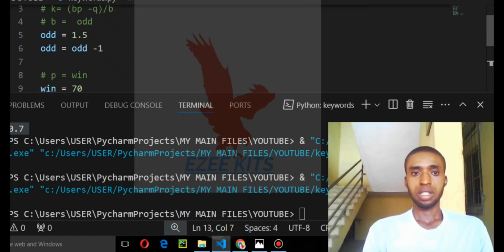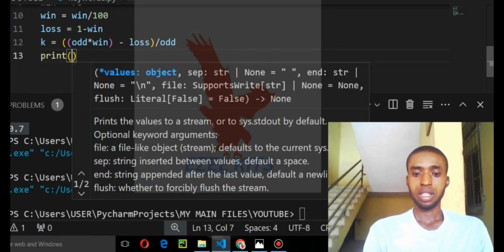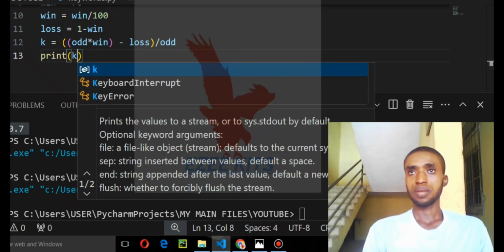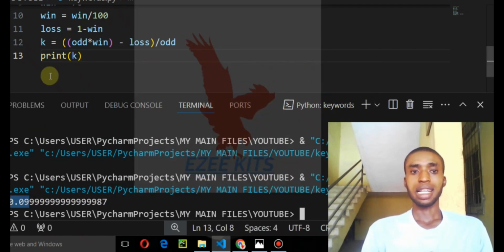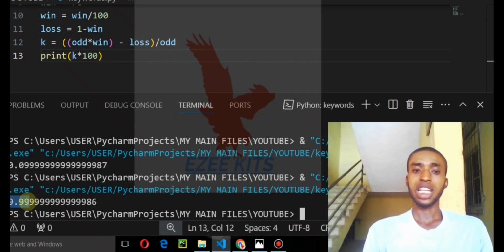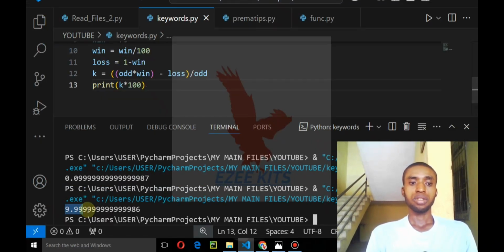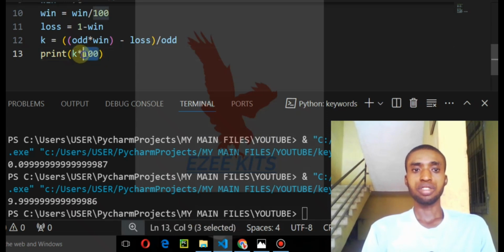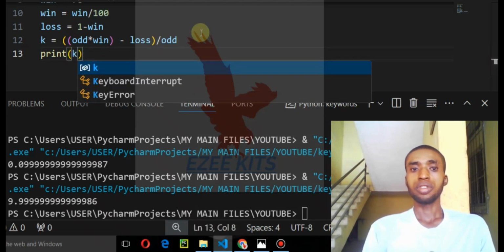So I print K. Let me run it. You can see it shows 0.09. So I can times it by 100 to know how many percent I should stake. You can see I should stake 9.99, which is approximately 10% of my bankroll. So the formula is just telling me I should stake about 10% of my bankroll for this game.